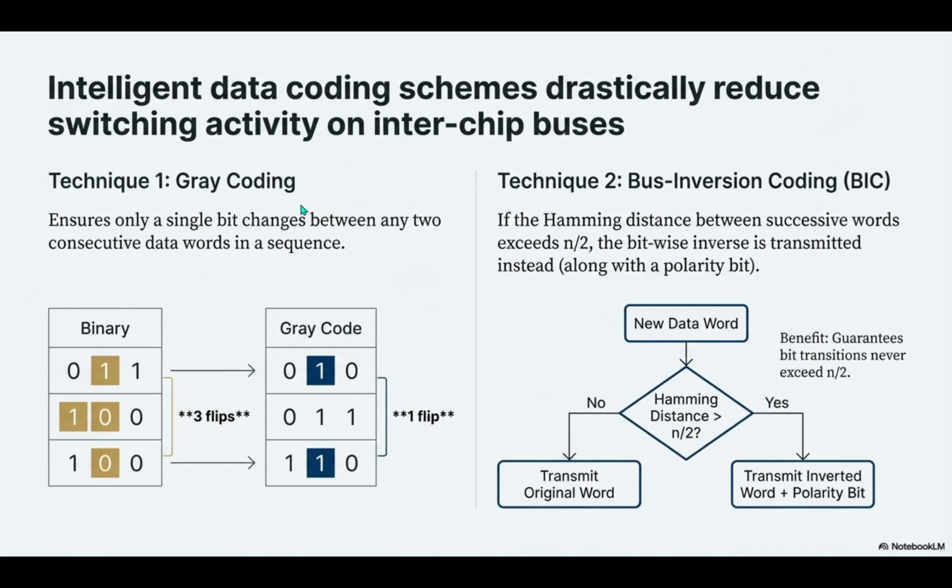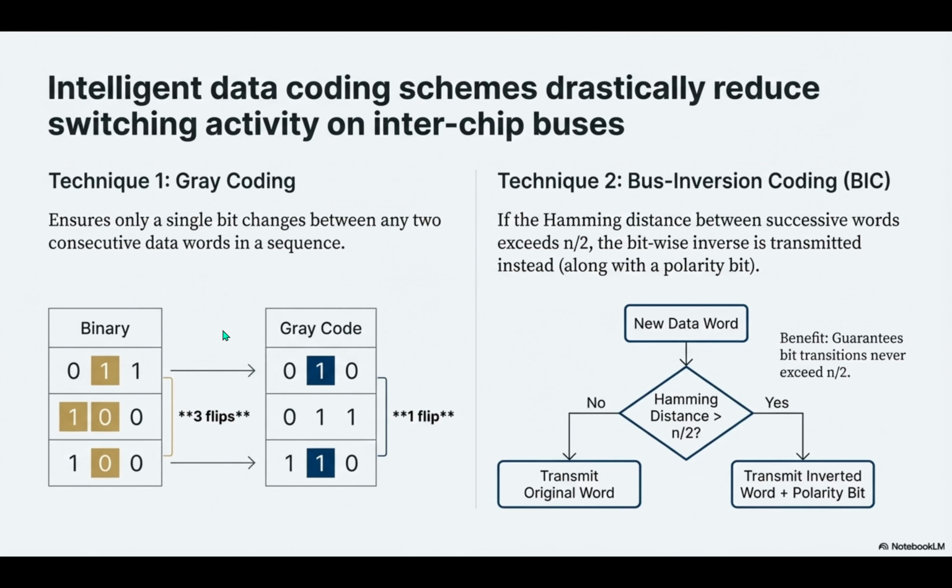It's elegant, really. It just ensures that when you're counting up or down, only a single bit changes between any two consecutive numbers. So instead of going from, say, 7 to 8 in binary, which is 0111 to 1000, which is 4 bit flips, a big burst of energy, with gray coding, that same step would only be one flip. One flip. You've just cut the power for that transition by 75%.